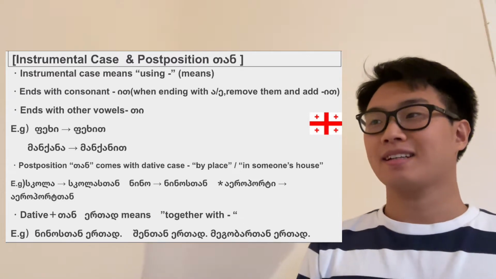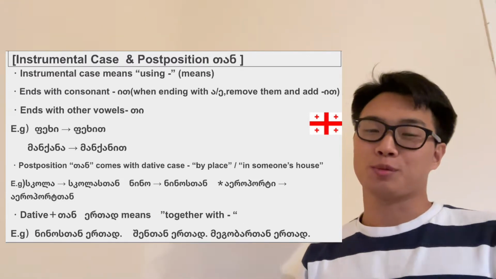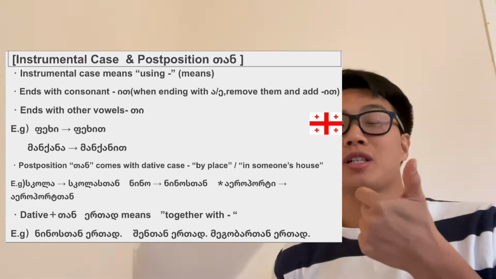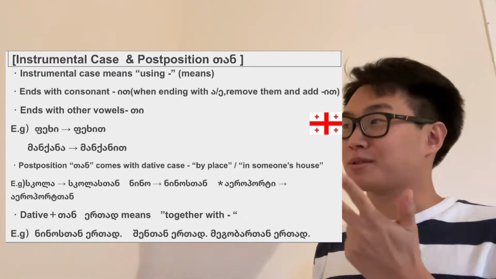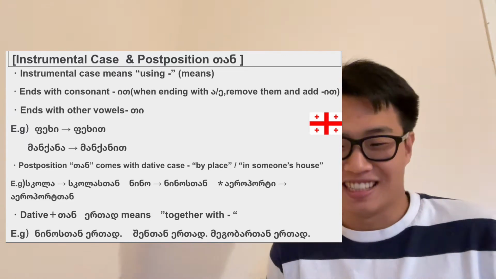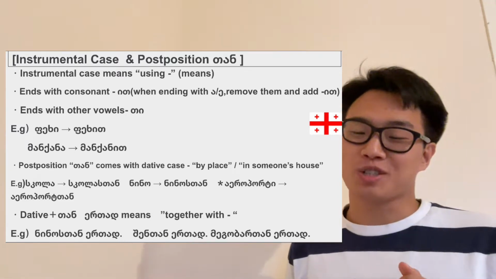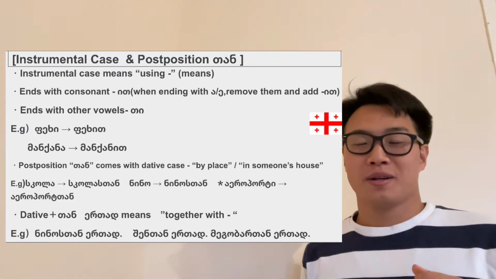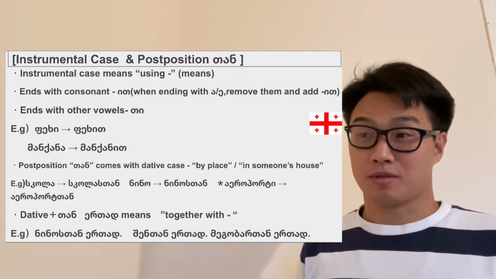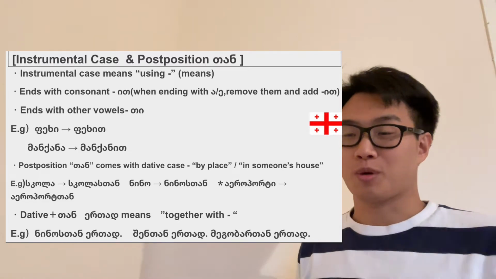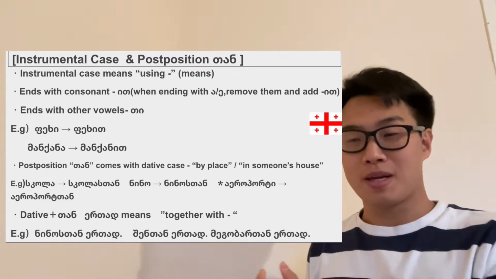We've been studying a lot of cases, right? Nominative case, genitive case, ergative case, etc. And today we are going to study the instrumental case, which we use when we want to express, for example, using something or by means of something.